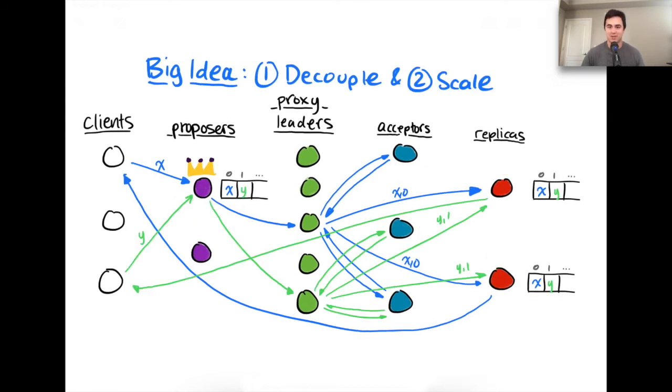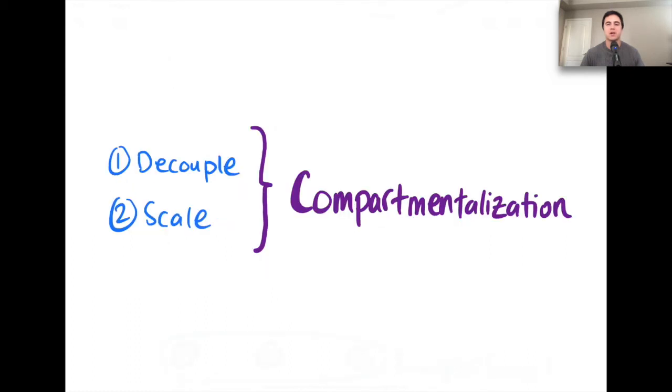We have eliminated it. The reason is that the leader load balances requests across the proxy leaders. Every proxy leader is embarrassingly parallel, so we can scale up the number of proxy leaders until they are guaranteed to no longer be a bottleneck. In addition to decoupling, this is the second part of our big idea, scaling. Together, we call decoupling and scaling compartmentalization. I just showed you how to compartmentalize the leader, but compartmentalization is a generally applicable technique.